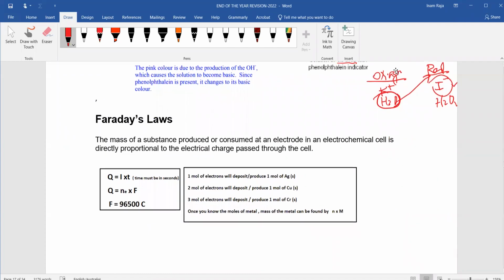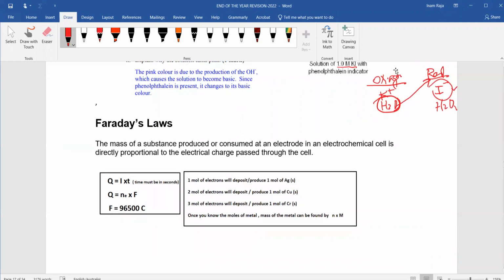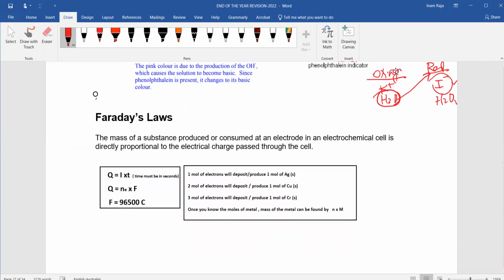Faraday's two laws, and based on that, if you know these two or three formulas: Q is equal to IT, Q is equal to nF. I think you have these in your data book, at least the second one. So by rearranging this formula, you can also find the number of moles of electrons, n, which is charge Q over Faraday's constant F, which is 96,500 coulombs.